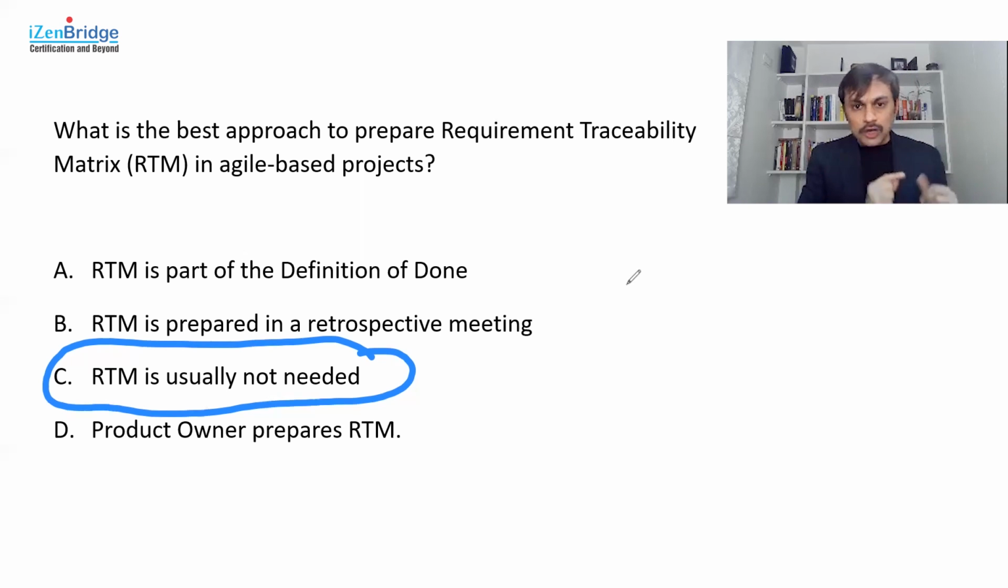Now let's look at other options just to clarify how well we understand the perspective related to requirement traceability matrix. RTM is a part of definition of done? Not necessarily. You may not have to maintain a matrix as a part of definition of done. Definition of done is definition of done, and requirement traceability matrix is RTM. When needed, you need to prepare it separately. It can't be a part of definition of done.